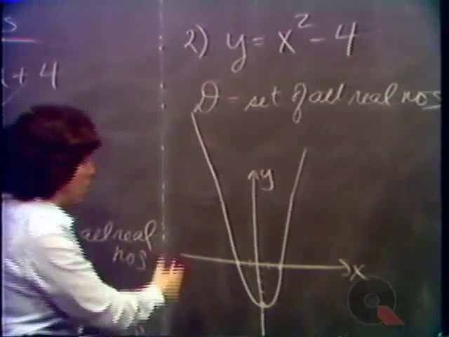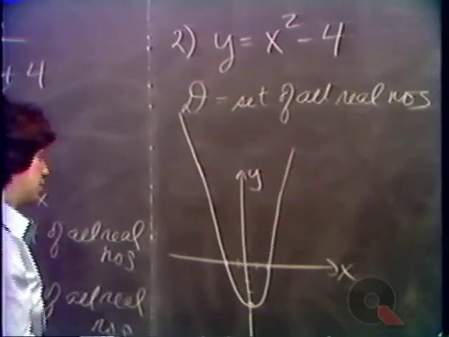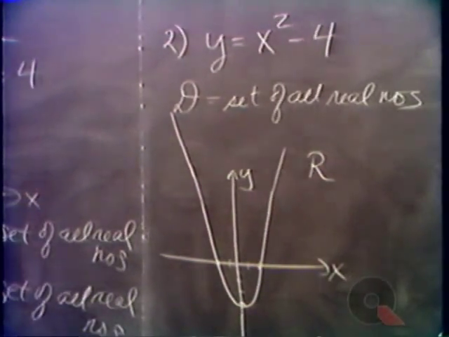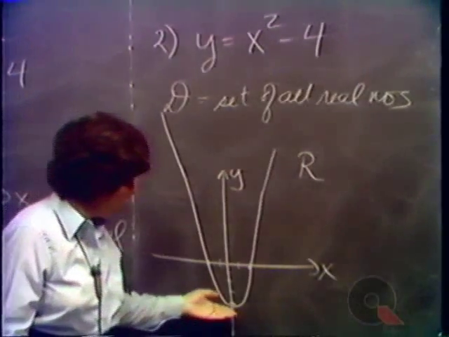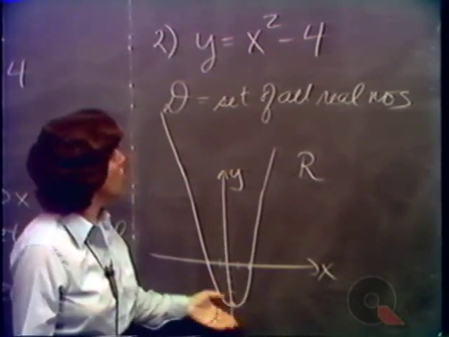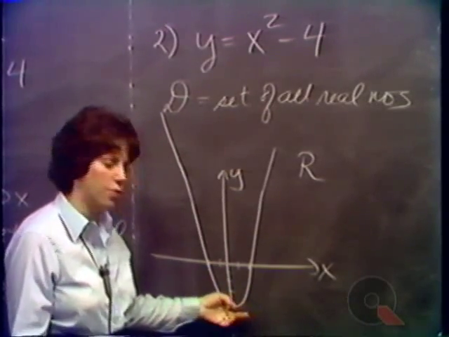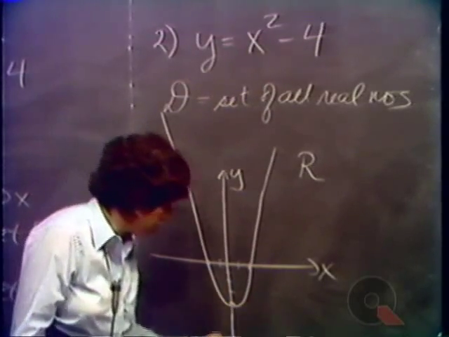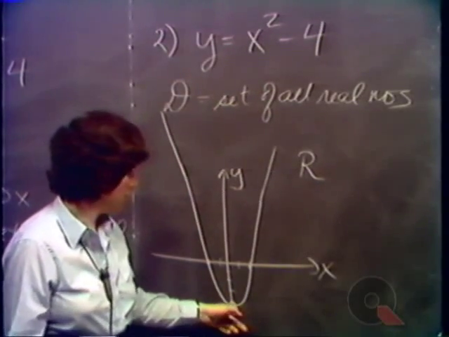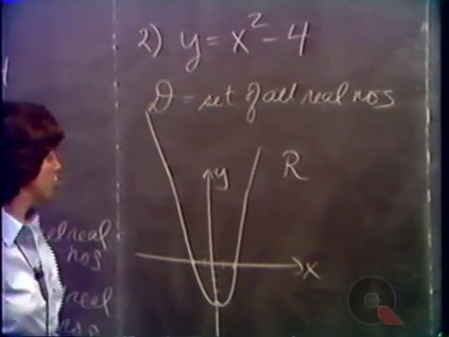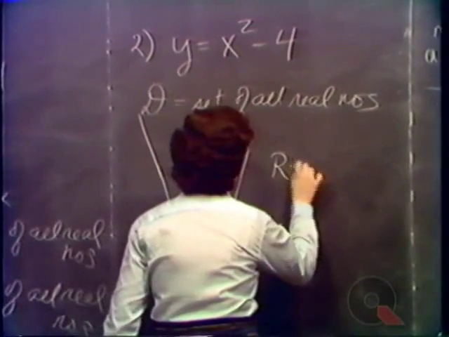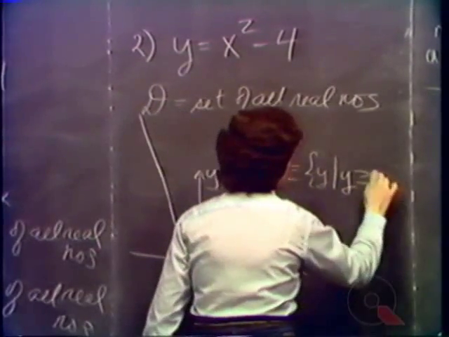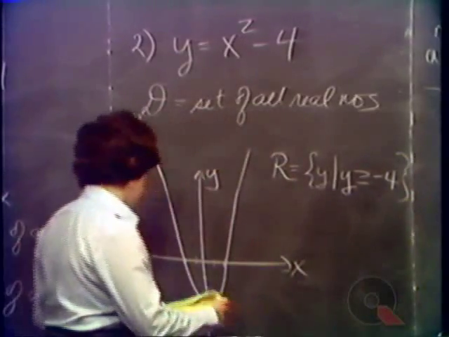Now from this picture, we are able to determine the range of this relation. And the range is not the set of all real numbers. What y values do we get out? We never get y values that are any lower than minus 4. We get minus 4 when we substitute in x equals 0, and we never get any y values beneath that. That is the lowest point on the graph of the parabola, 0, minus 4. So the range would be the set of all y values such that y is greater than or equal to minus 4.